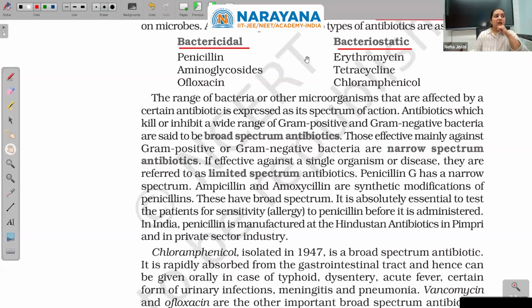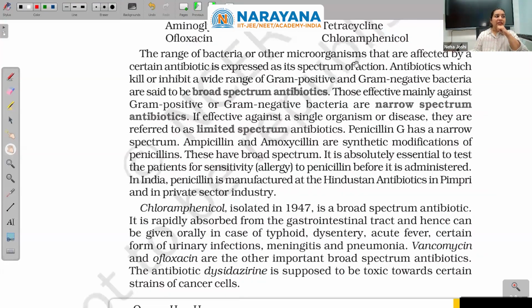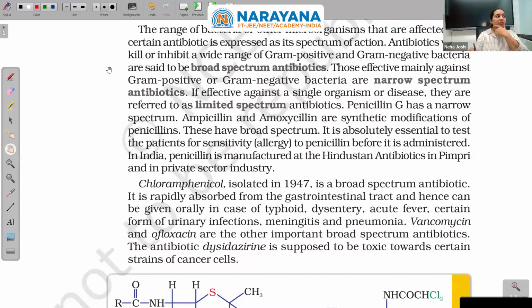The range of bacteria or other microorganisms that are affected by a certain antibiotic is expressed as its spectrum of action. Antibiotics which kill or inhibit a wide range of gram positive, that is, gram is a dye, if bacteria get colored by that dye, then they are called gram positive. If they do not, then they are called gram negative. Gram positive and gram negative bacteria are said to be affected by broad spectrum antibiotics.